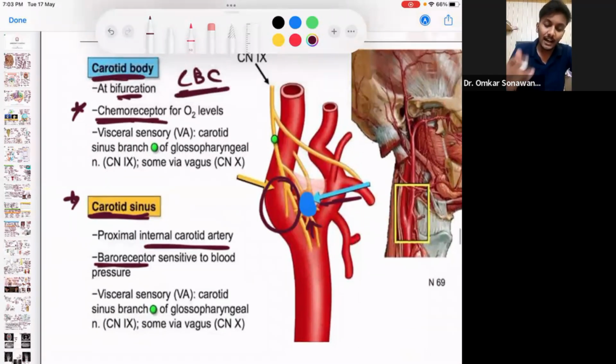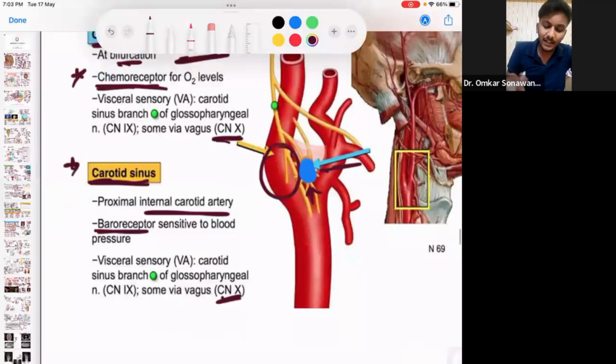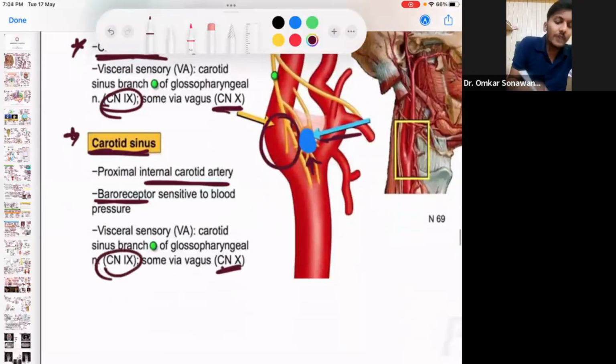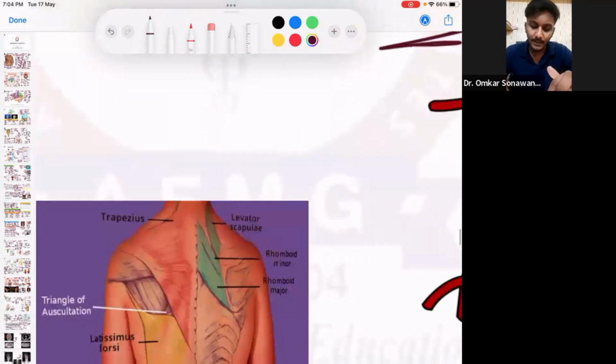ठीक है, याद रखना. And both of these are innervated by glossopharyngeal nerve, and some of them by the vagus nerve. So main innervation is by the, तो ये question आया था, carotid sinus and carotid body are mainly innervated by glossopharyngeal nerve, whereas some part of the carotid sinus and carotid body is also innervated by vagus nerve. कोई दिक्कत नहीं है इसमें, अभी याद रखना.